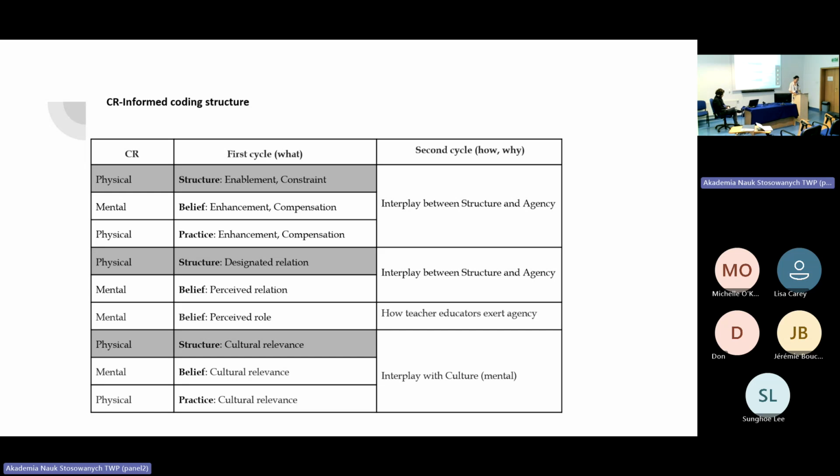The coding process followed a 2-cycle logic. The first cycle identifies structural and agential elements linked to enablement, constraint, enhancement, compensation, or relevance to culture. Besides that, inspired by critical discourse analysis, I'm also interested in social relations and social identity. The second cycle traced how and why structure, agency and culture interact in certain patterns in specific contexts. This layered coding approach allowed me to link observed practices to deeper generative mechanisms.